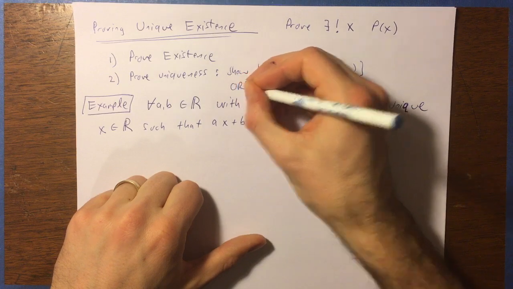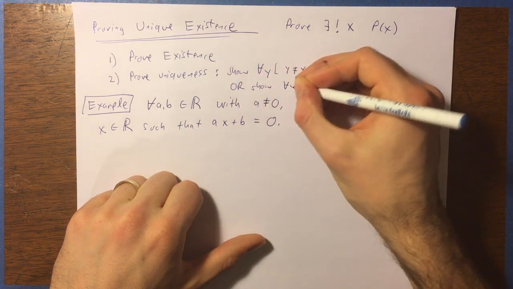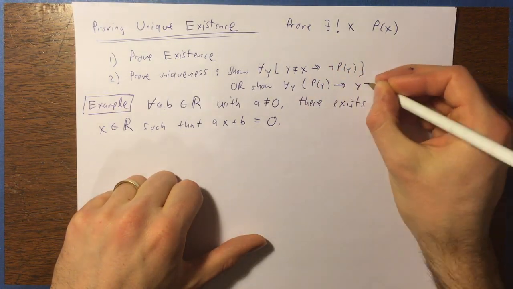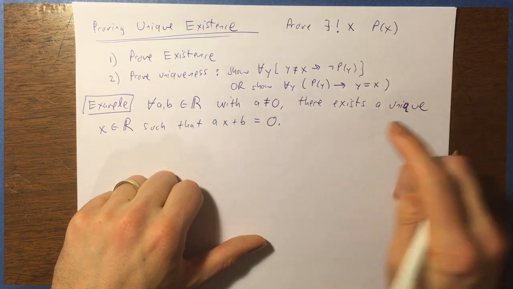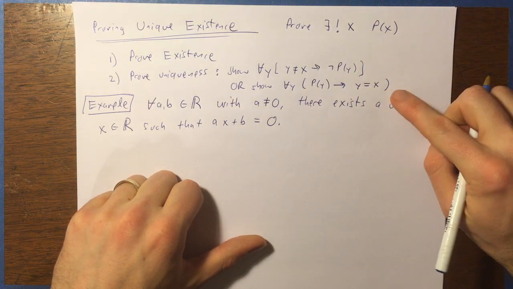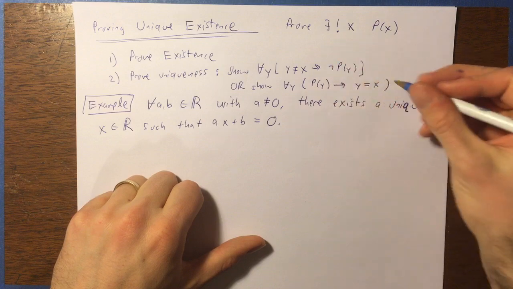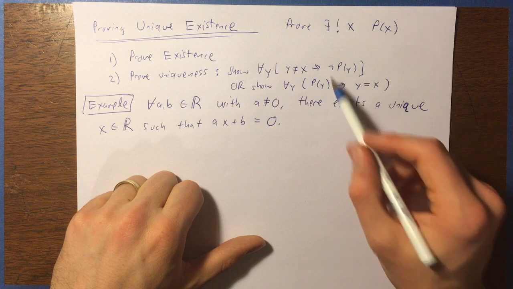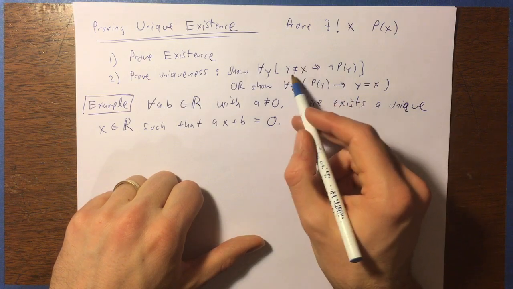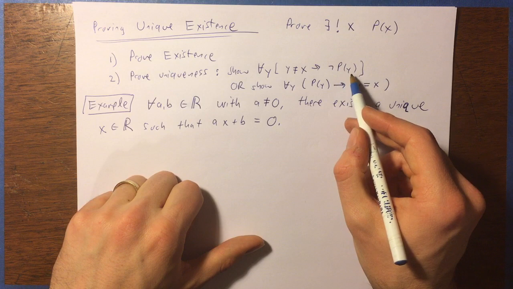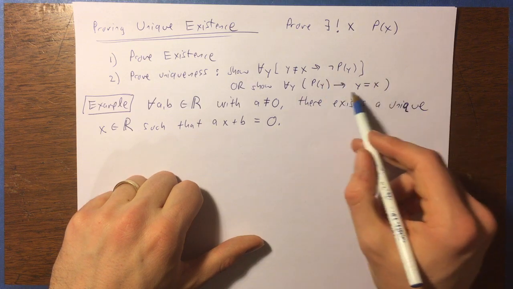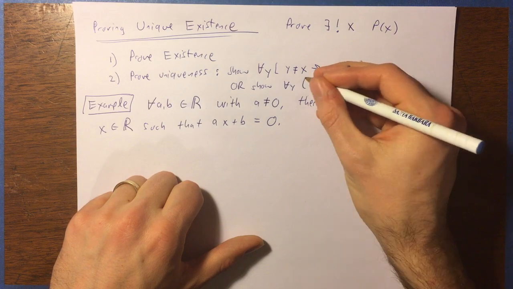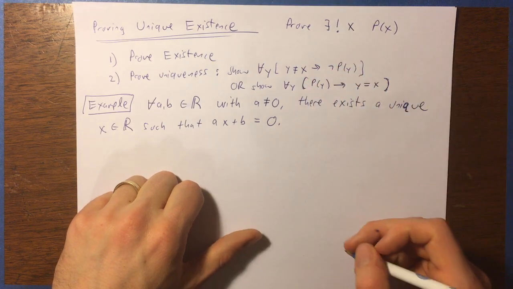Or you can show that for all y, if p of y is true, then y must in fact equal x. That's another option, which would actually achieve the same thing. If you compare the two, they're actually equivalent because it's just the contrapositive, right? One of them is y not equal to x implies not p of y. Remove both of those nots and make the arrow point the other direction. That's the contrapositive. Now it's p of y implies y equals x. So both of those are ways to prove uniqueness.